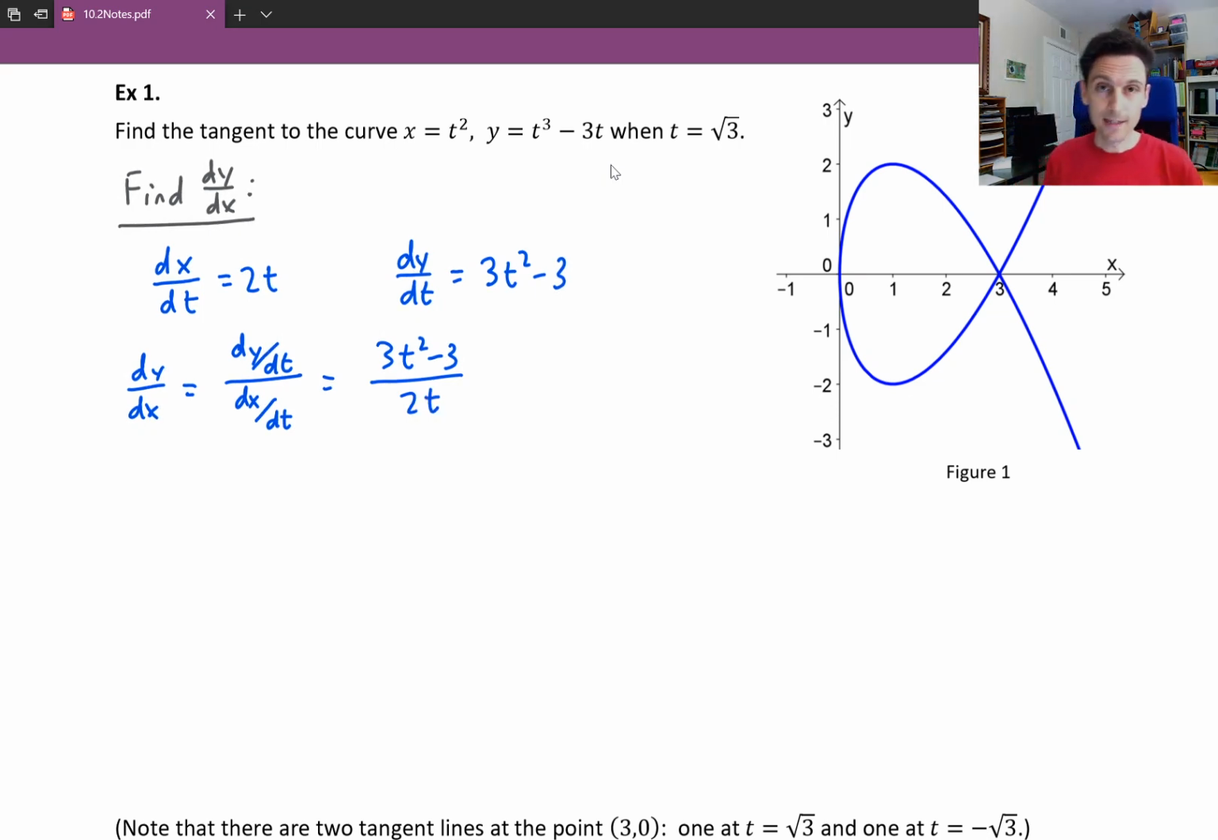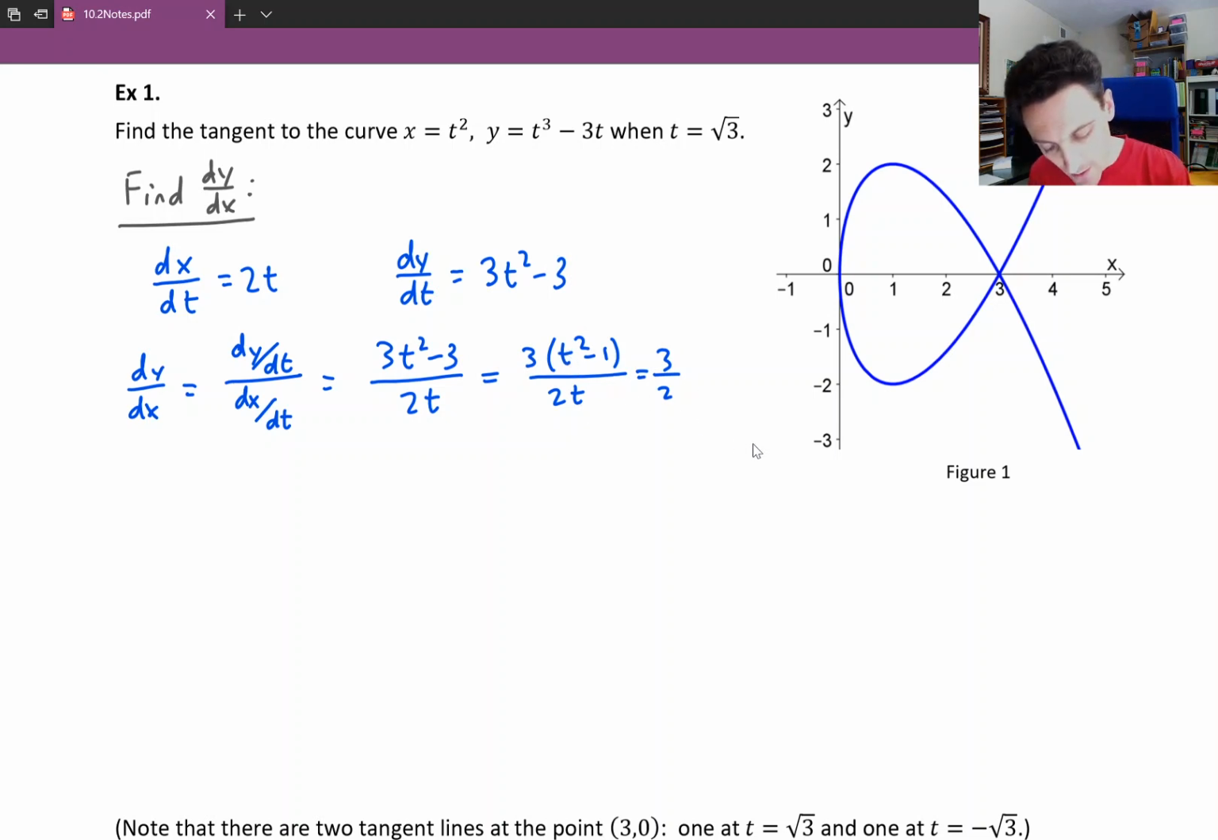Now we can leave our dy/dx like that, but in a future example, example number 2, we're going to need to have a simplified form of that. So let me take a couple of steps to simplify. We can factor out the 3 from the top and we get 3 times quantity t squared minus 1 over 2t. Then we have a 3 over 2 that can be pulled out as a constant in front. And then we can divide the t into the t squared and the 1. So we'll get 3 over 2 times the quantity, t squared divided by t is t, and then minus 1 over t. So 3 over 2 times quantity t minus 1 over t.